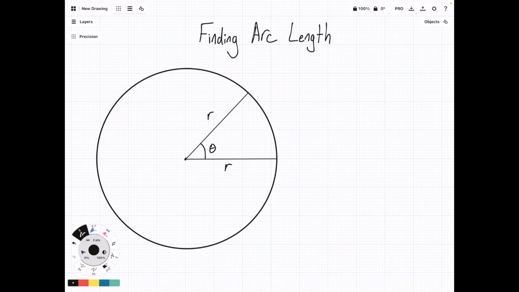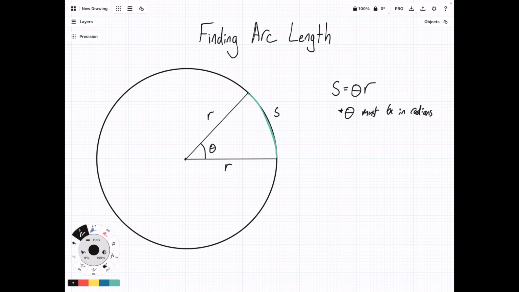This second line is still equal to the radius of the circle, so it's going to have a length of r. And the line that connects these two lines along the outside of the circle has a length of s, and this is the arc that we're trying to find. So the formula for finding the arc is s equals theta times r, and in this case, theta must be in radians.